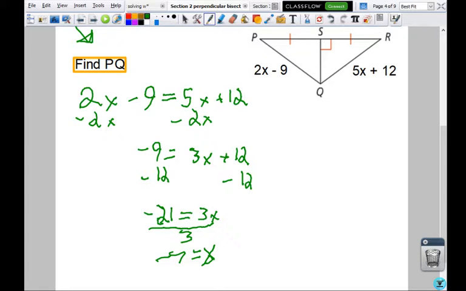Alright. You got this. I believe in you. So, we haven't found PQ yet, but we found X, right? So what are we going to do to find the actual length of PQ now? We're going to have to plug that -7 in for X up there. You can just do it off on the side somewhere. That's fine. We'll get the same answer either way, and then instead of X, we're plugging in what? Negative 7.